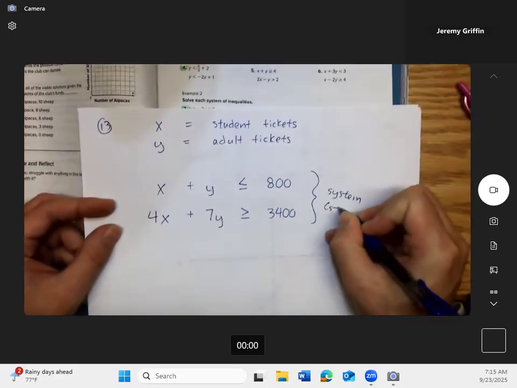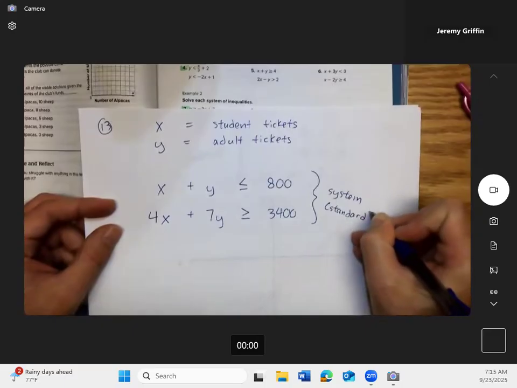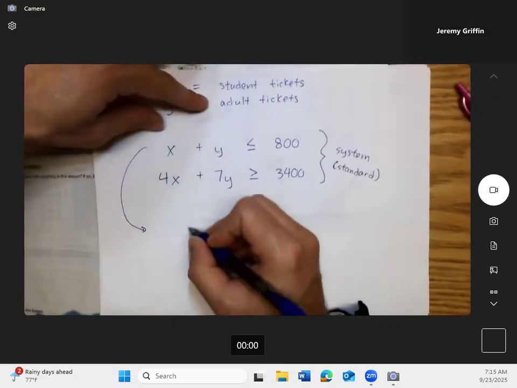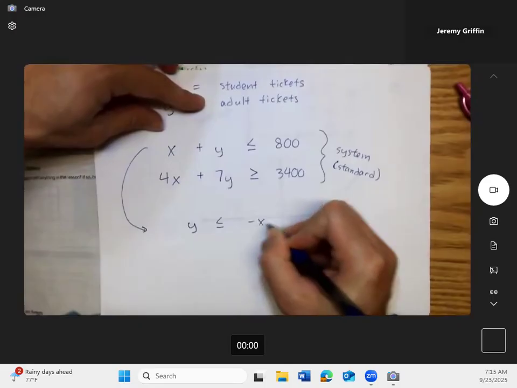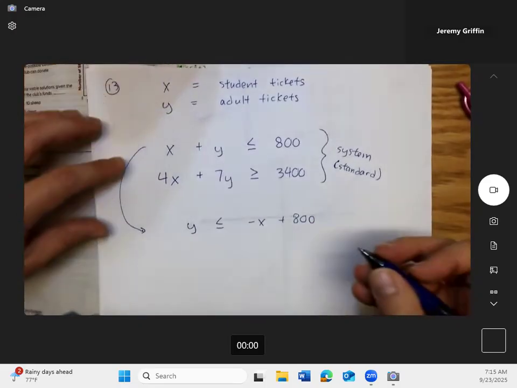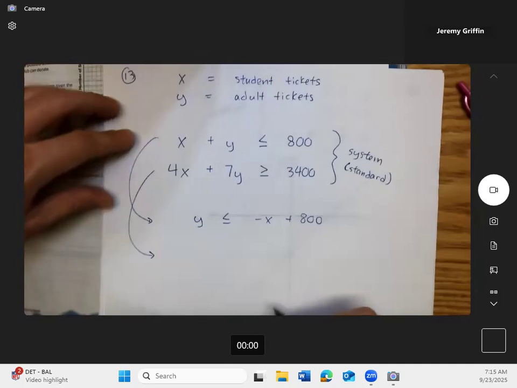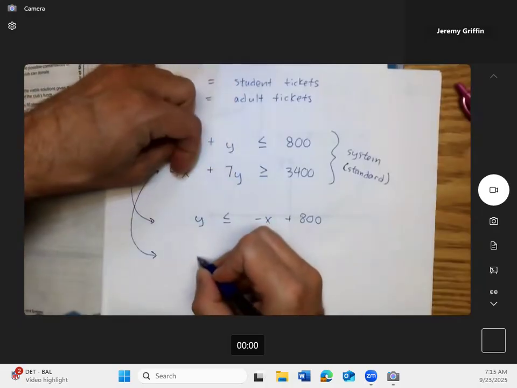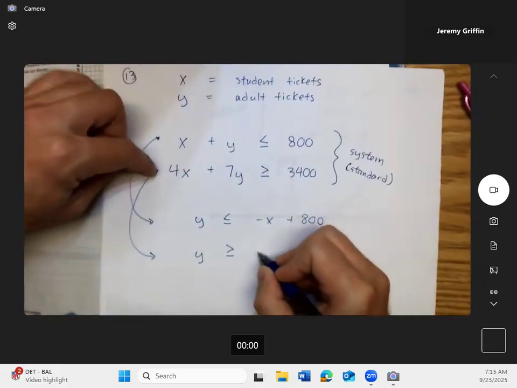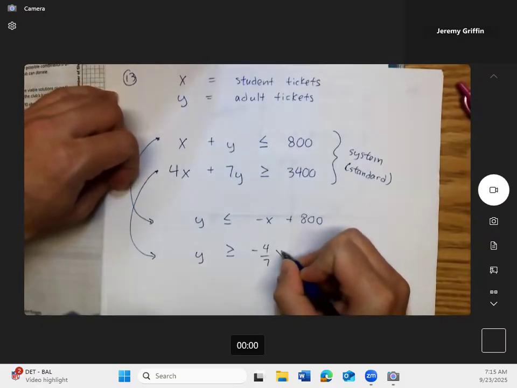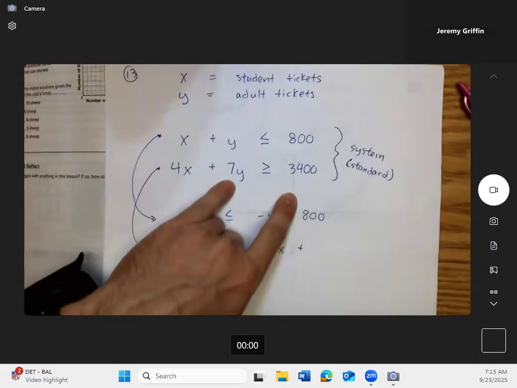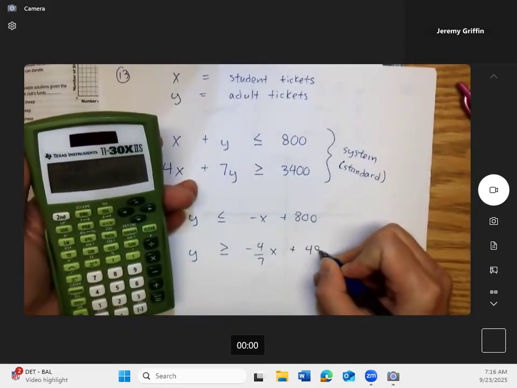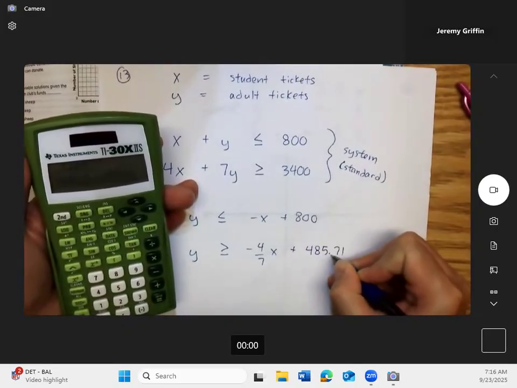Again, this isn't standard form. So I'm going to rearrange this, put this as slope intercept. So the first one, very simply, subtract over x. So y is less than or equal to negative x plus 800, or 800 minus x if you like. And this other one, I subtract off the 4x and then divide both sides by 7. So y is greater than or equal to negative 4 over 7 x, plus, with a calculator, 3,400 divided by 7 works out to 485.71, something.